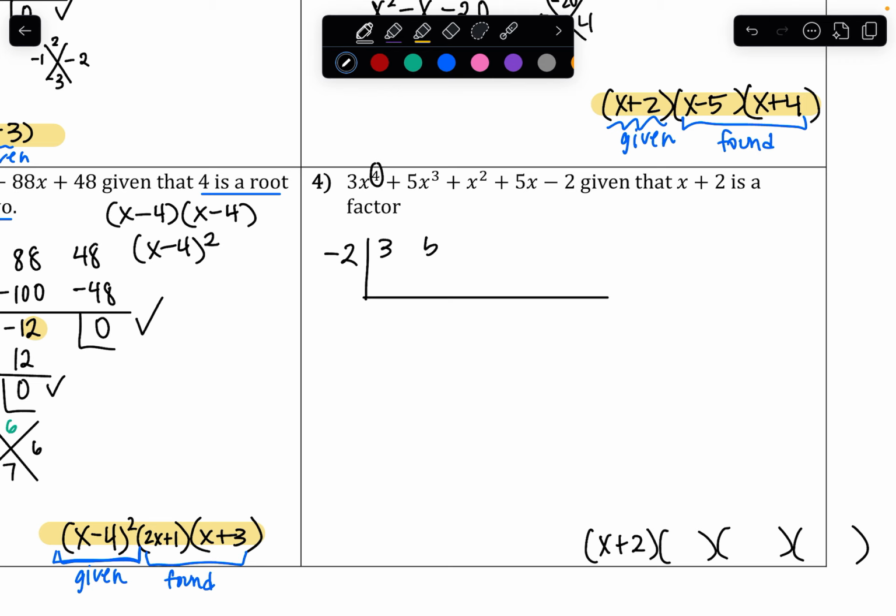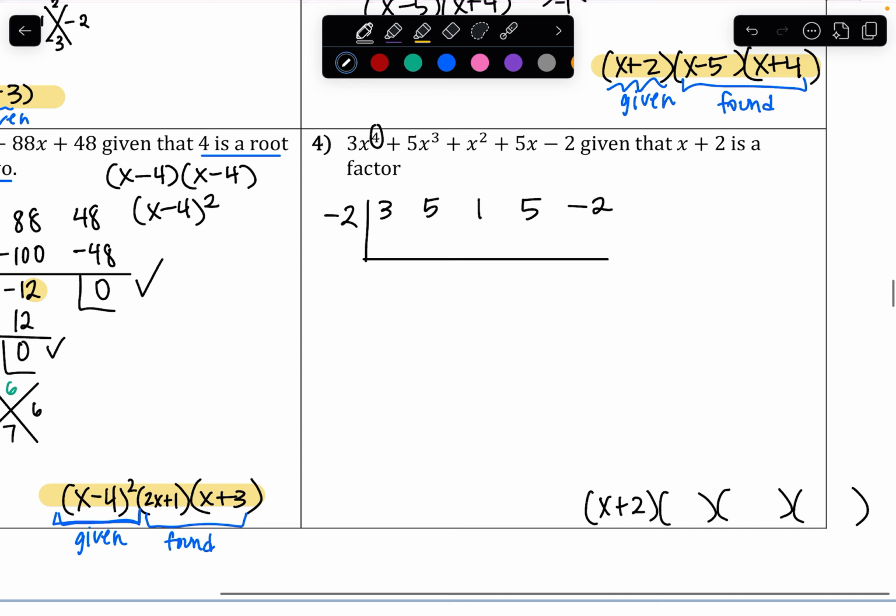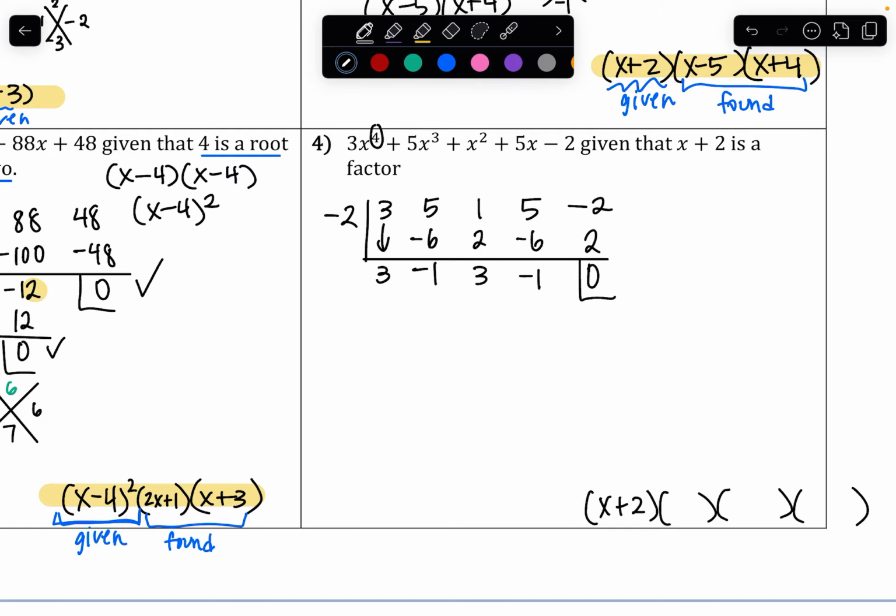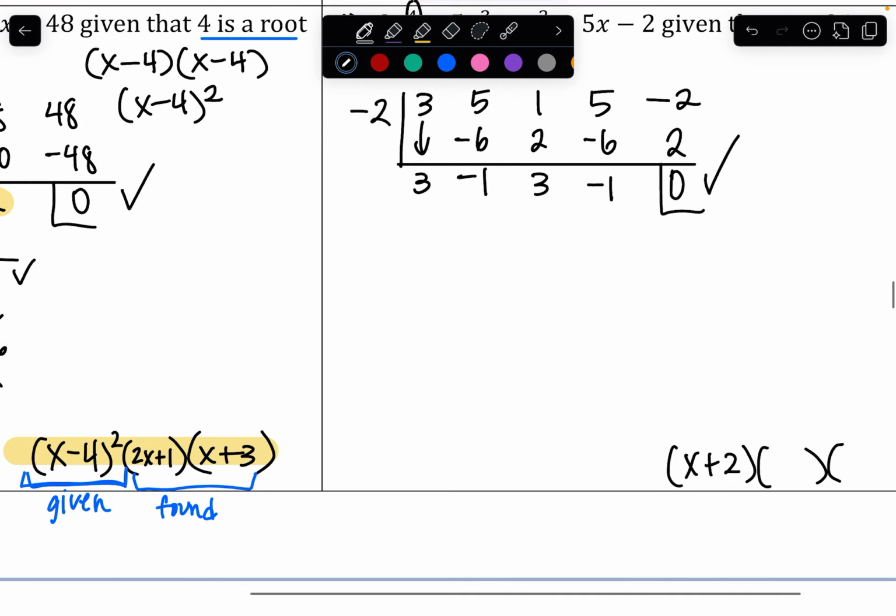The coefficients are 3, 5, 1, 5, negative 2. Again, this is 5 terms. We don't have a special case for that. Bring down the 3. 3 times negative 2 is negative 6. Add, we get negative 1. Negative 1 times negative 2 is 2. Add, we get 3. 3 times negative 2 is negative 6. Add, we get negative 1. Negative 1 times negative 2 is positive 2. Add, we get 0. So we did that right. Got a remainder of 0.